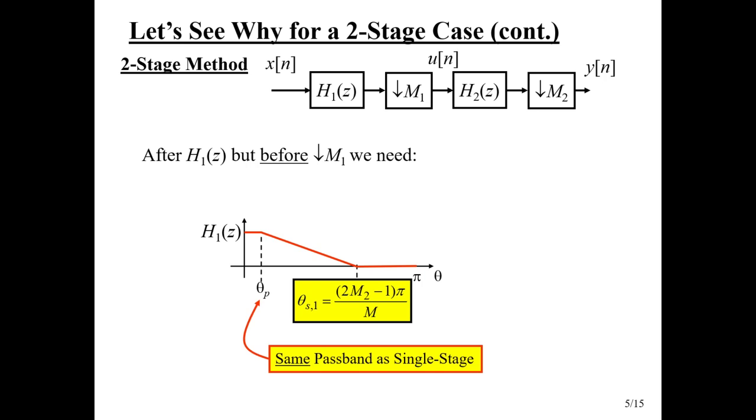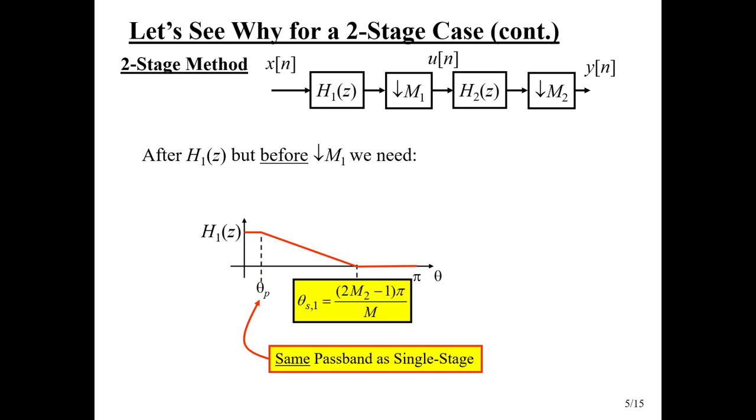So notice, as I said before, the pass band in this first stage has to be the same as the pass band in the single stage. So again, remember, this would come from some f sub p, like I said, 18 kilohertz, 20 kilohertz, whatever it is, mapped to this number based upon the original sampling rate.